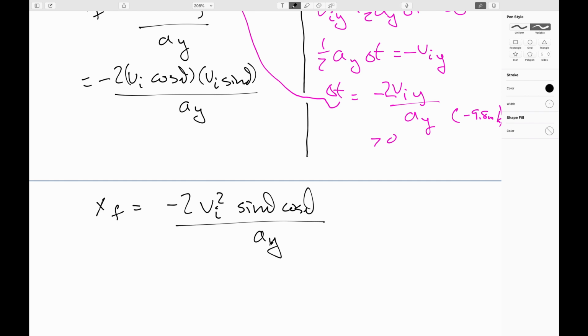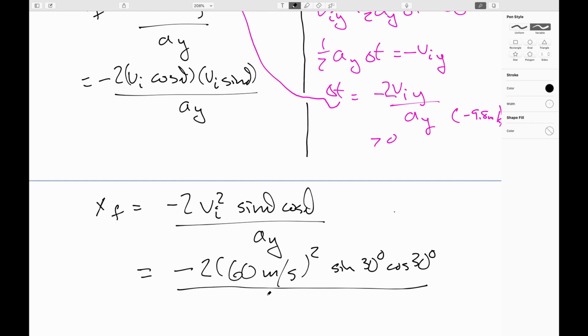Now, there are trig identities you can use to make this prettier, but at this point, I'd say I'm happy. So let's just go and stick everything in. So this will be minus 2 times 60 meters per second squared, sine 30, cosine 30, over negative 9.8 meters per second squared.